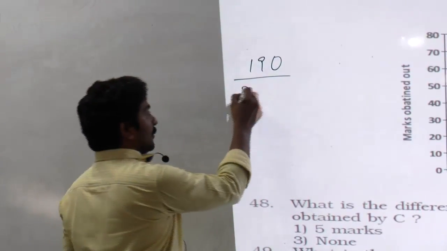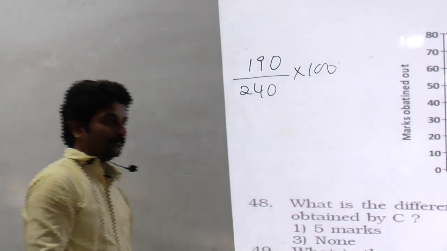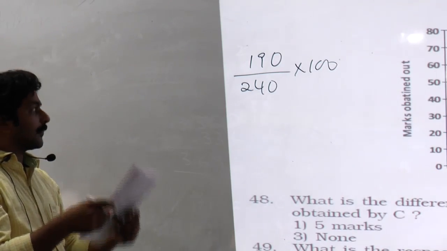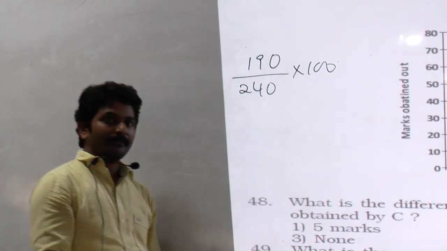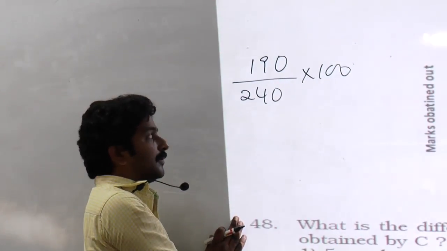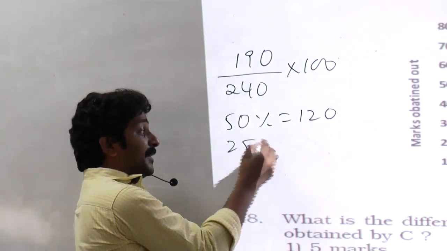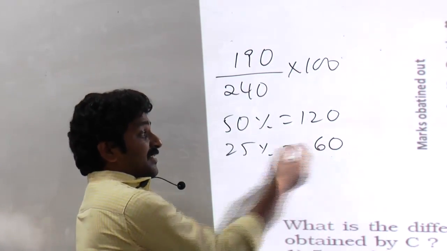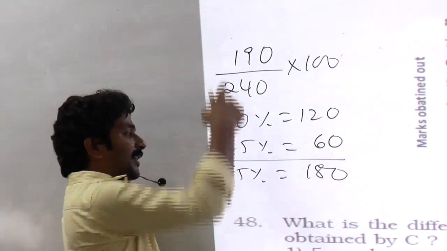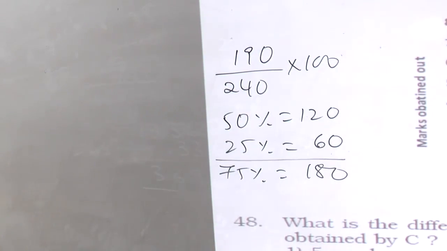Out of 240, percentage, right? So into 100. What about 50%? 120. What about 20%? 25%? 60. So 180 itself is 75%. You have more than 180. Answer is more than 75%. How many are there? No option is there.